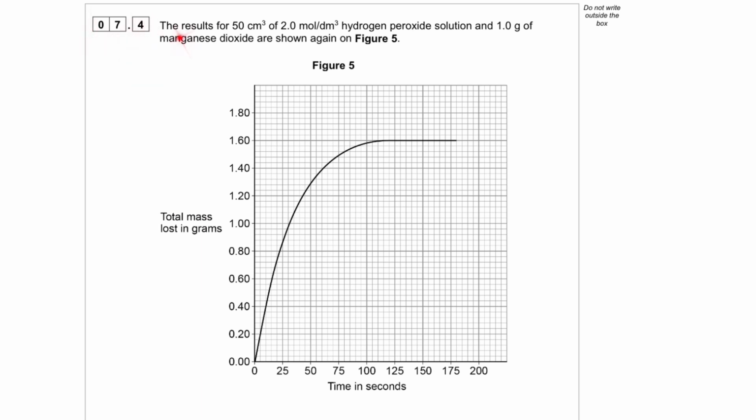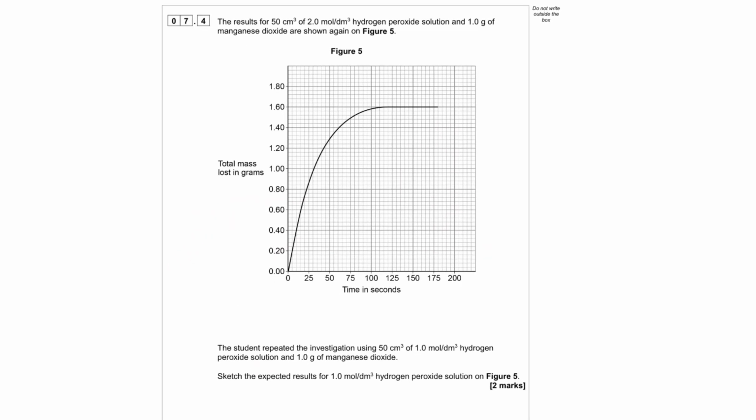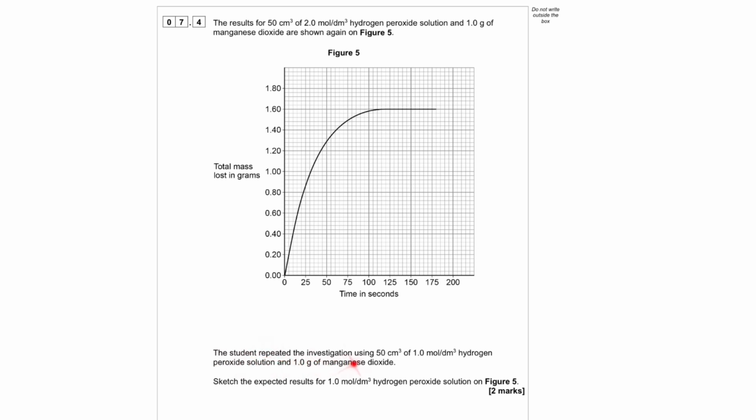Question 7.4. The results for 50 cm³ of 2 mol/dm³ hydrogen peroxide solution and 1 gram of manganese dioxide are shown again on Figure 5. This is the diagram here. Now here's the question. The student repeated the investigation using 50 cm³ of 1 molar, so half of that, hydrogen peroxide solution and 1 gram of manganese dioxide. Sketch the expected result of 1 mol/dm³ hydrogen peroxide solution on Figure 5.